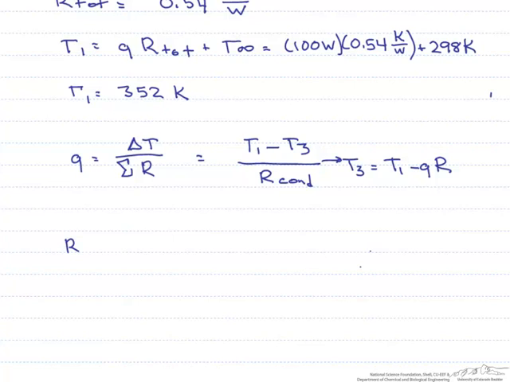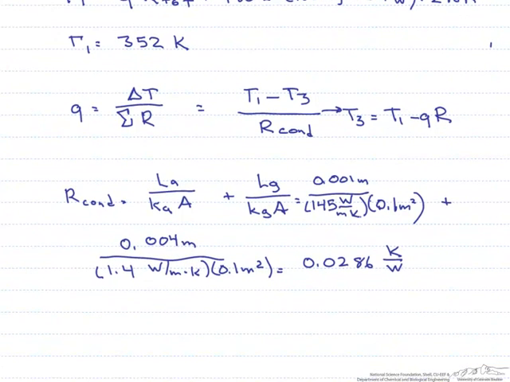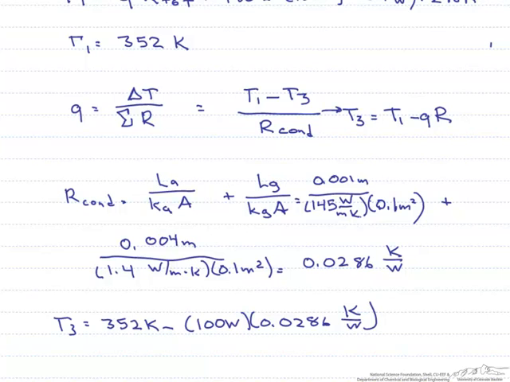Let's calculate what our conductive resistances are. They're L sub A divided by K sub A times the area, plus L sub G divided by K sub G times the area. This equals 0.0286 Kelvin per watt. And now we have the necessary information that we need. And our T3 is going to end up equaling 349 K. And this is exactly what you would expect.